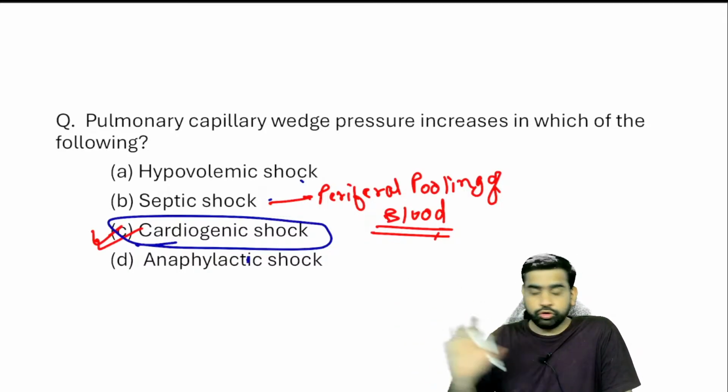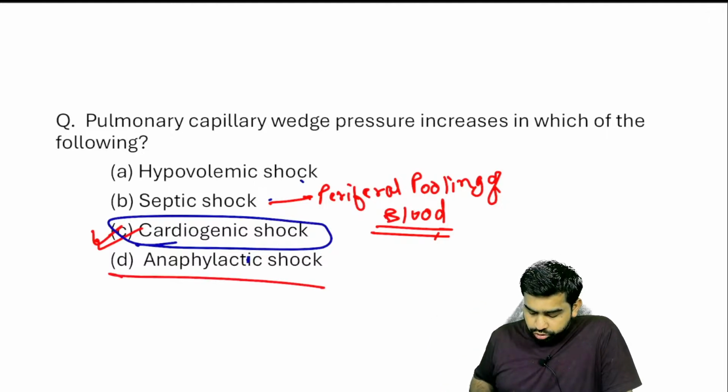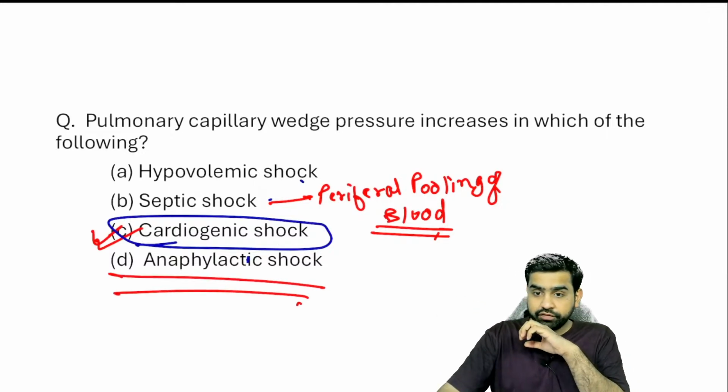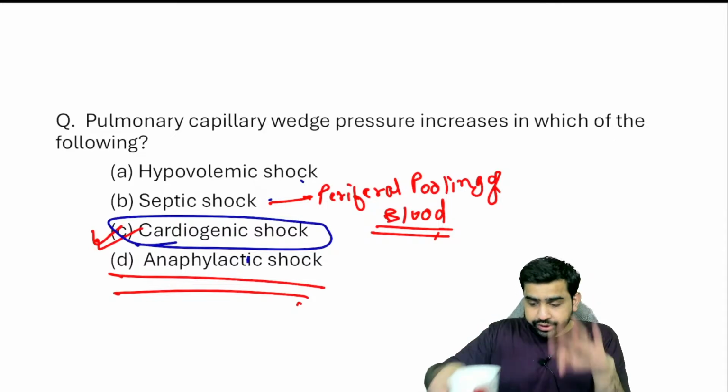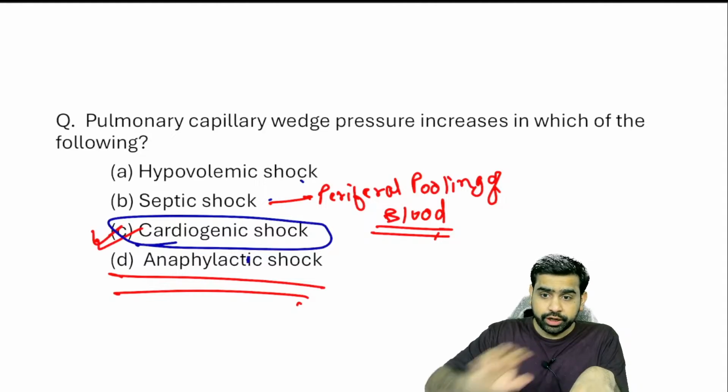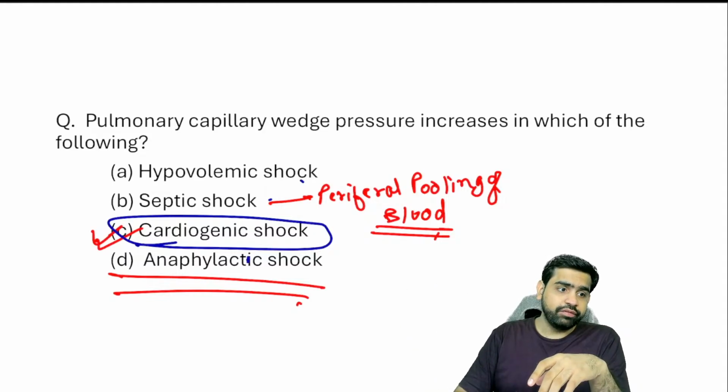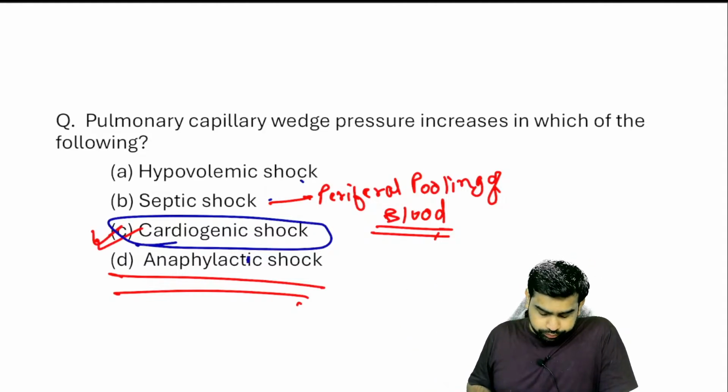So again, there's not going to be any rise in the pulmonary capillary wedge pressure. Same is for the anaphylactic shock. In the anaphylactic shock also, the total peripheral resistance is basically going down, and that is why there is going to be the peripheral pooling of the blood. Okay, so I hope you have understood.